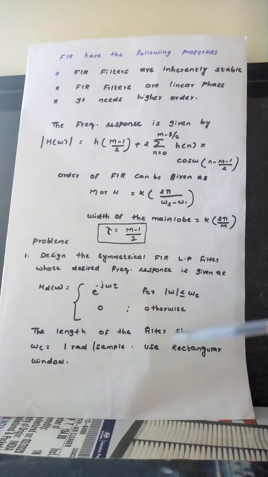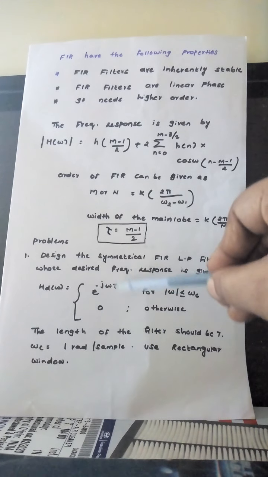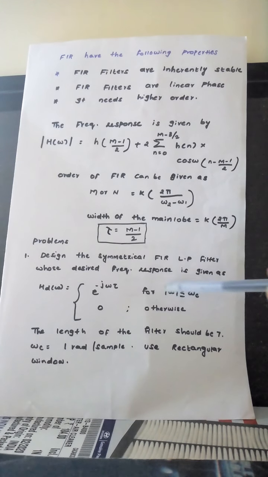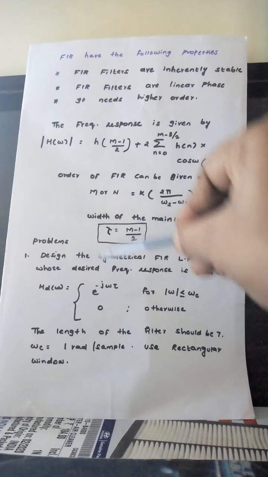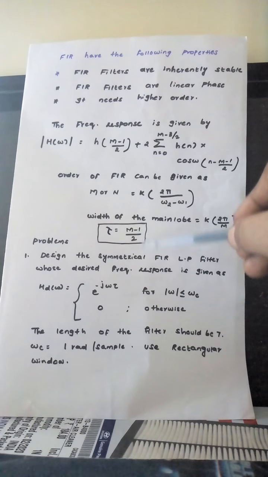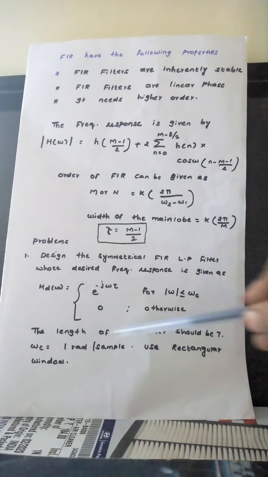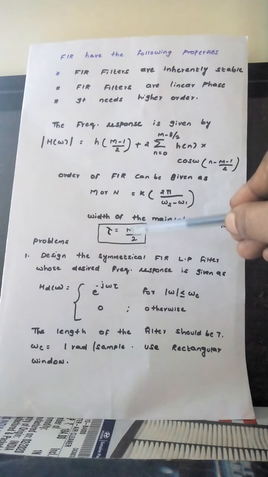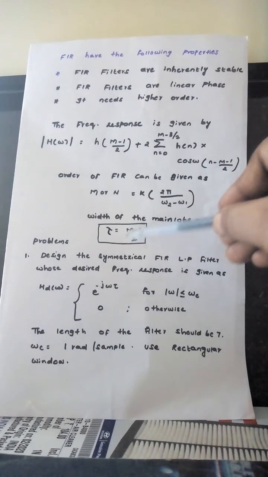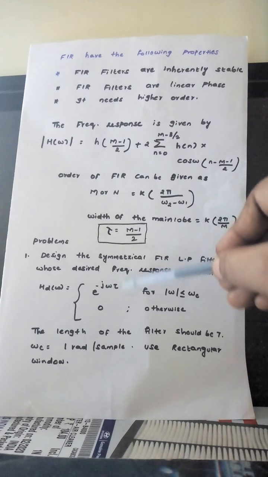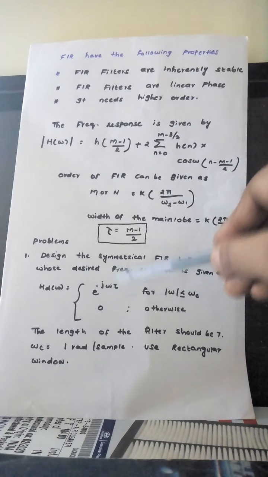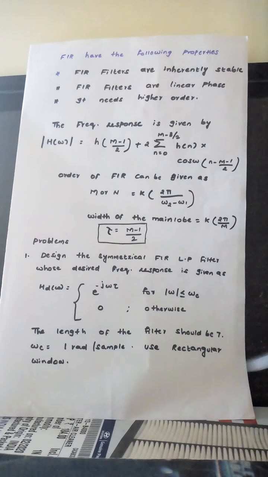Here they have given HT of omega equal to e to the power of minus j omega into tau, and mod of omega means you have to consider the positive value as well as the negative value. So that means omega varies from minus omega c to plus omega c. That is the meaning. The tau value can be found using the formula tau equal to m minus 1 by 2, where m is the length of the filter, which is 7. So 7 minus 1 by 2 is 6 by 2, so tau value is 3. We can directly substitute 3 here, or keep it like this and change the tau value to 3 in the final answer.